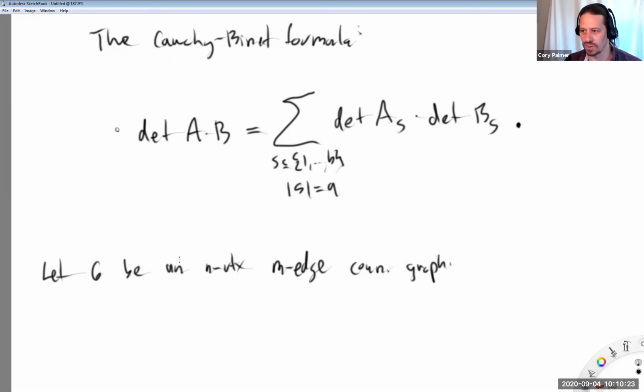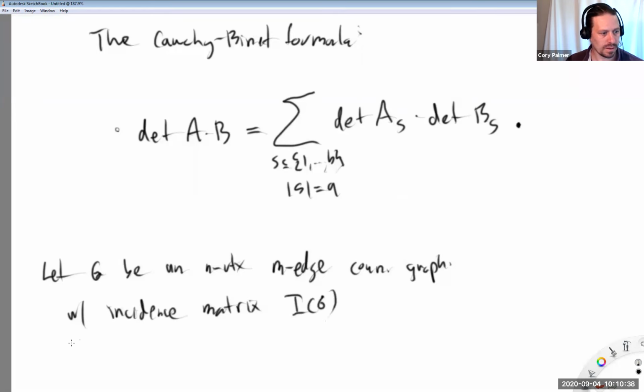Okay, so this is the graph G for which we're going to try and find the number of spanning trees. Let's say with incidence matrix I of G and Laplacian matrix L of G. We recalled a moment ago what the Laplacian is.